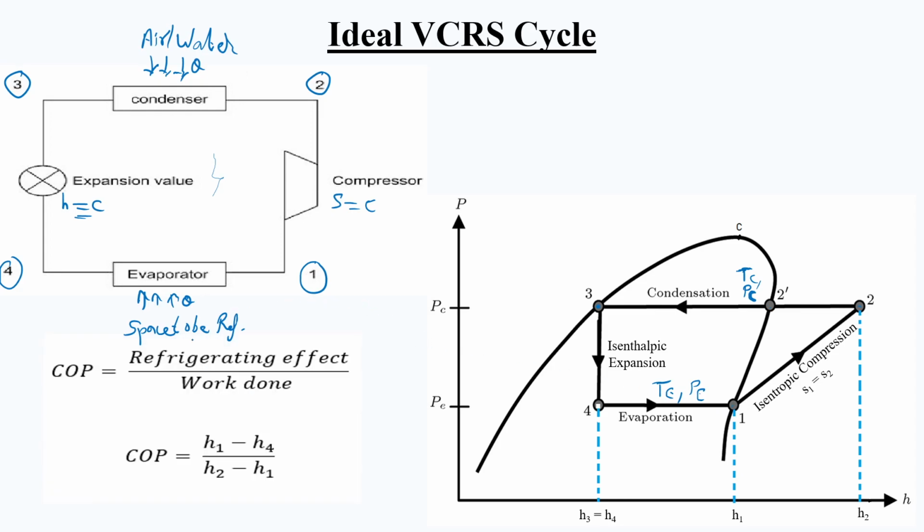Also, the COP of the system is given by the refrigerating effect divided by the work done, where the refrigerating effect is concerned with the evaporation being done in the evaporator, and the work done is the work given to the compressor. That can be written in terms of enthalpy difference as refrigerating effect equal to H1 minus H4, divided by work done equal to H2 minus H1, which will give the COP of an ideal, or simple saturated, VCRS cycle.